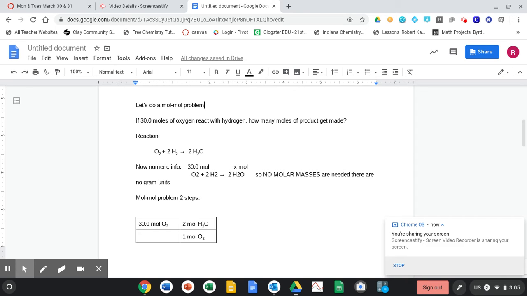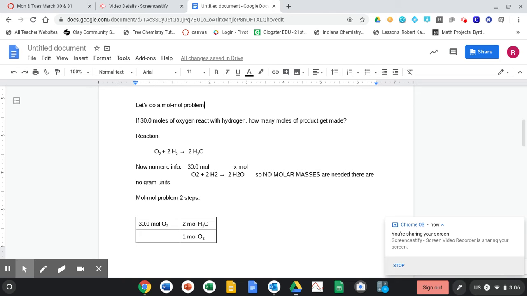All right, we're going to take a look at the other three types of problems now. We'll start off with the easiest of them, the mol-mol problem. The problem reads, if 30 moles of oxygen react with hydrogen, how many moles of product get made? Well, we all know if oxygen reacts with hydrogen, it forms water.